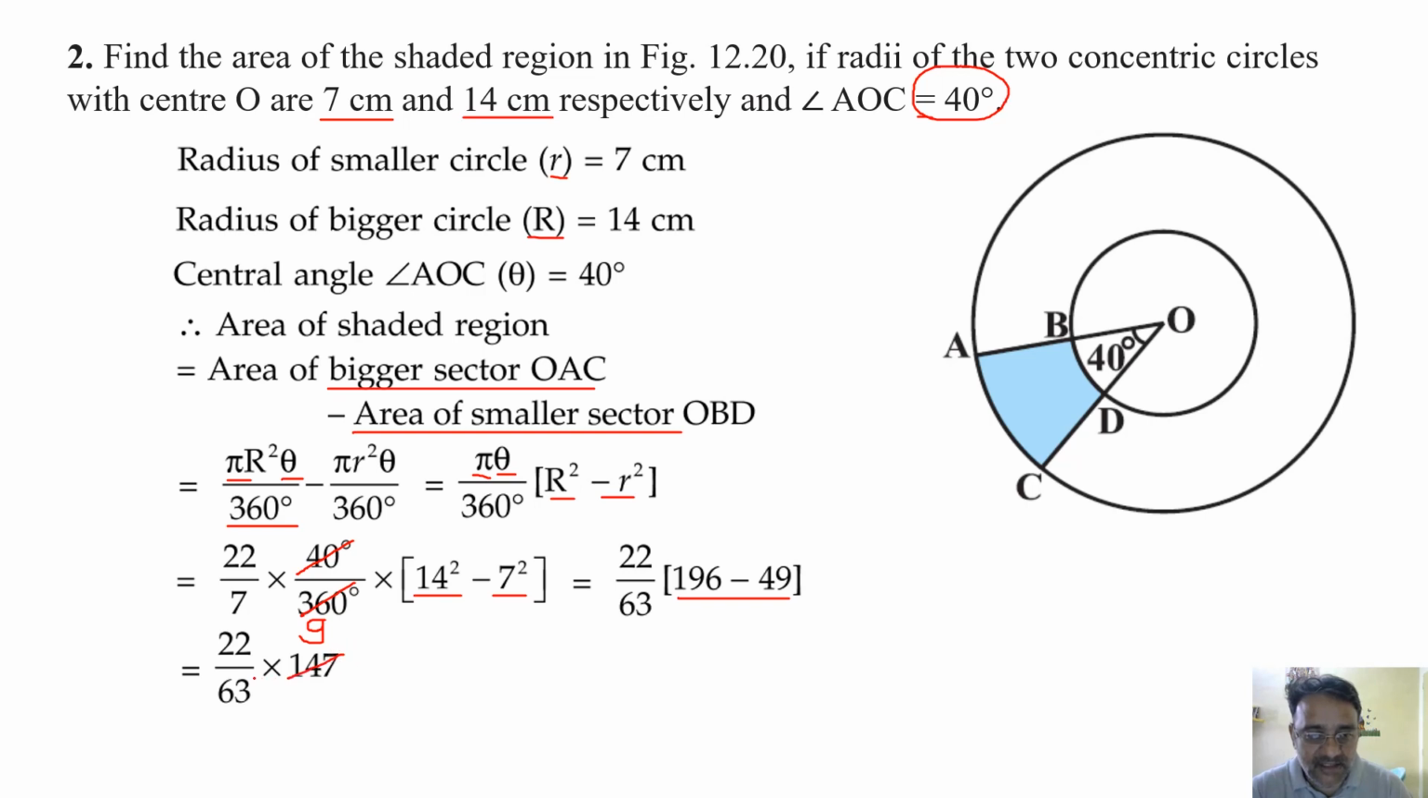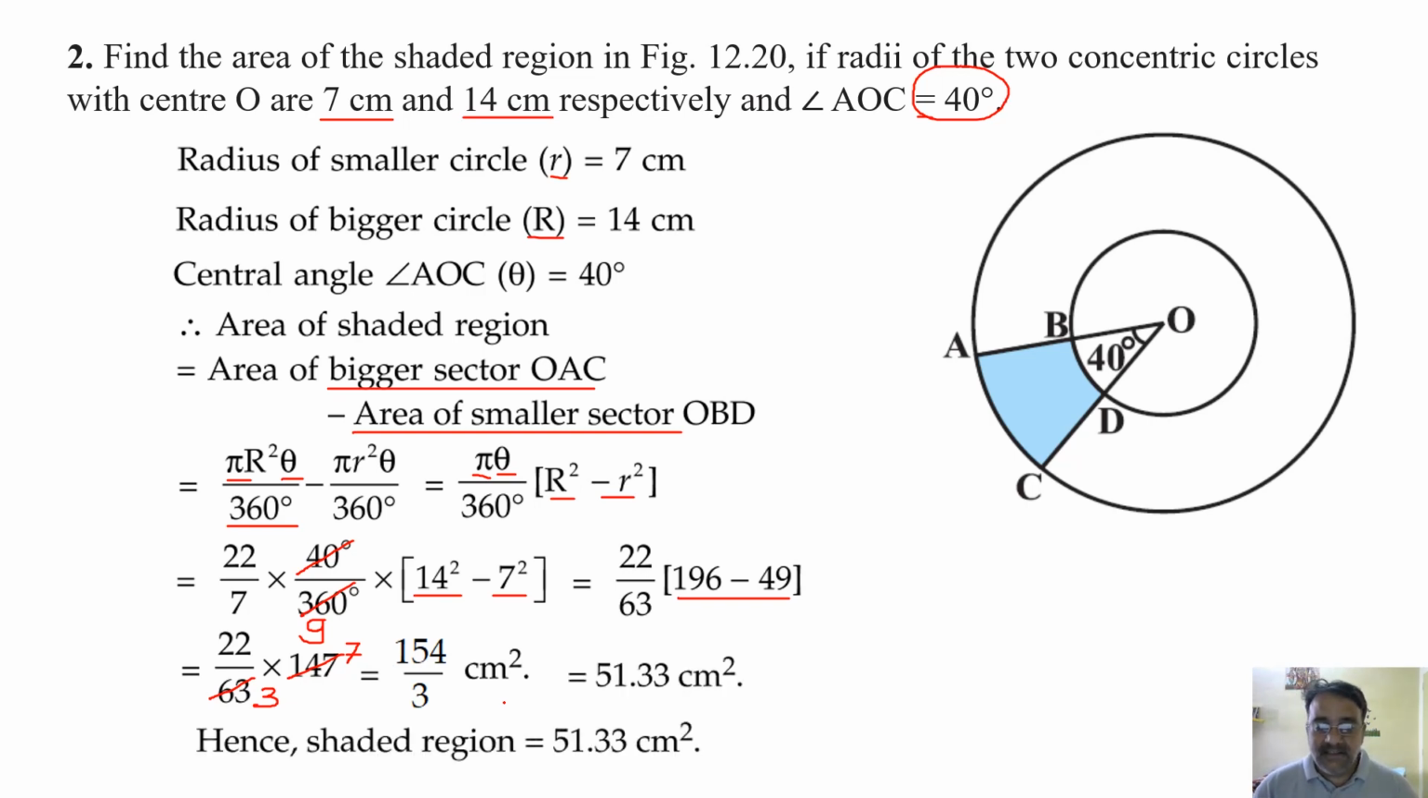We can cancel this by 21. 21 into 7, 21 into 3. So finally what we are going to get is 154 by 3 centimeter square. If you divide, you will get approximately 51.33 centimeter square. Hence the area of the shaded region is equal to 51.33 centimeter square.